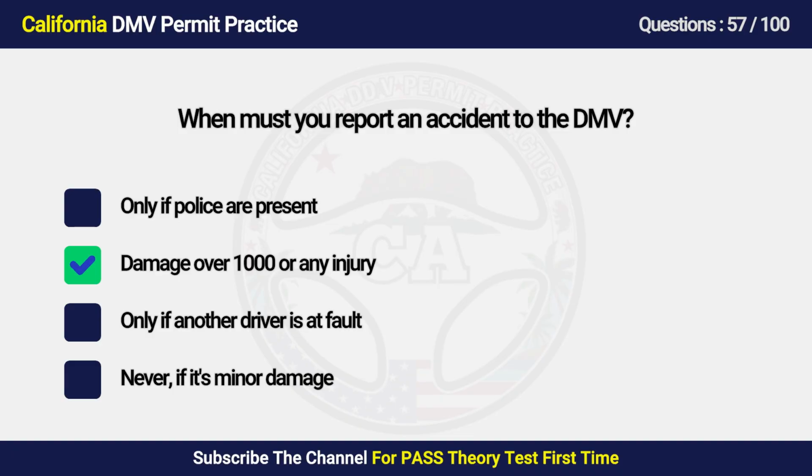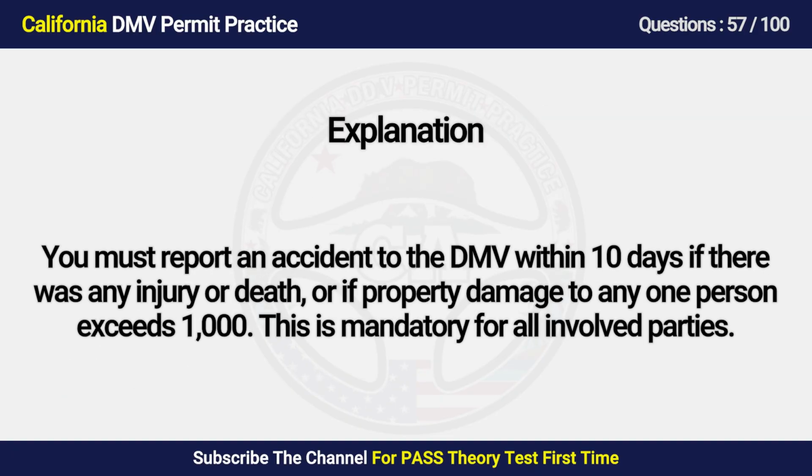Answer is B. Damage over $1,000 or any injury. You must report an accident to the DMV within 10 days if there was any injury or death, or if property damage to any one person exceeds $1,000. This is mandatory for all involved parties.